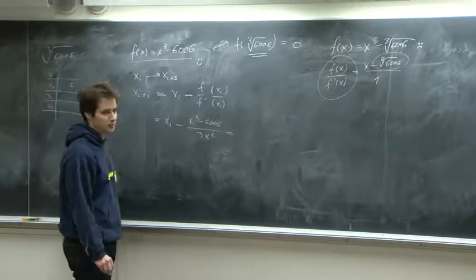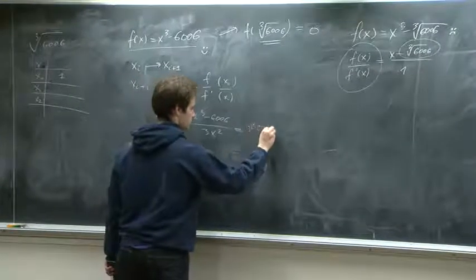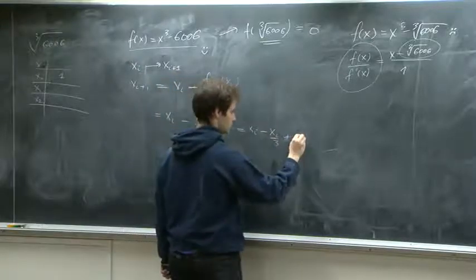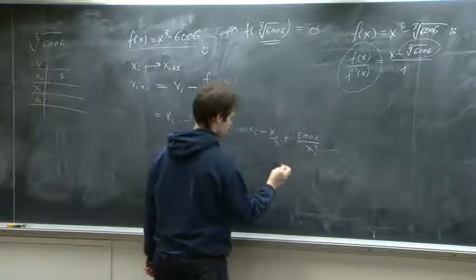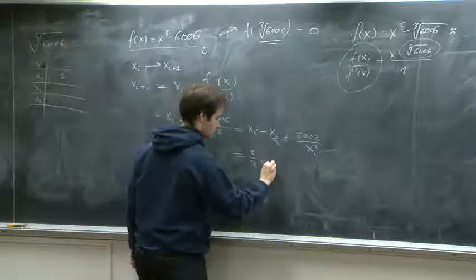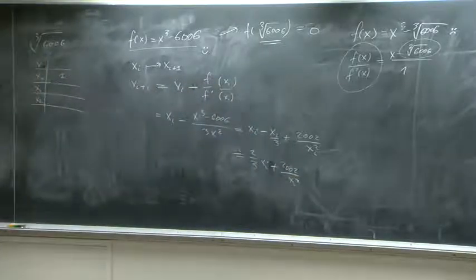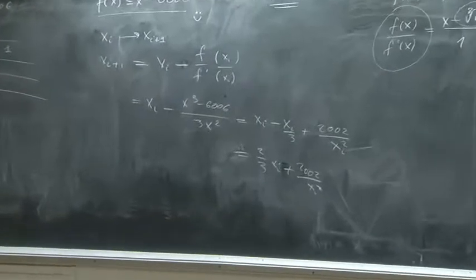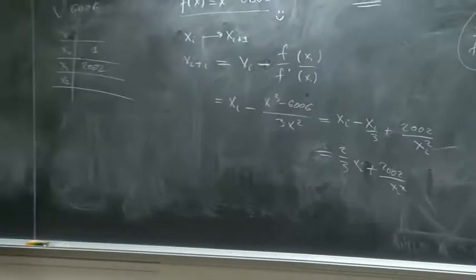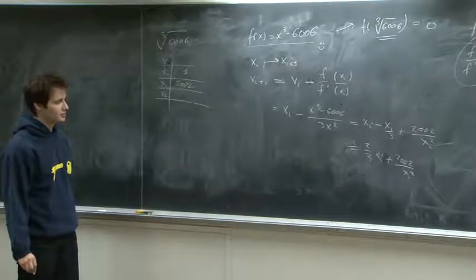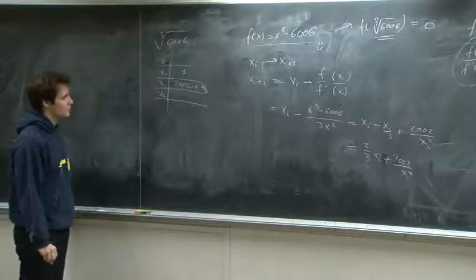So someone simplify this for me. Xi minus x over 3 plus 6006 over 3x squared. So what's x1? You plug in x0. I heard 2002. I don't think it's 2002, it's very close. 2/3, 0.67. Okay, cool. So 0.67.